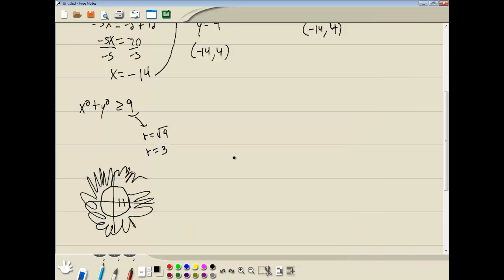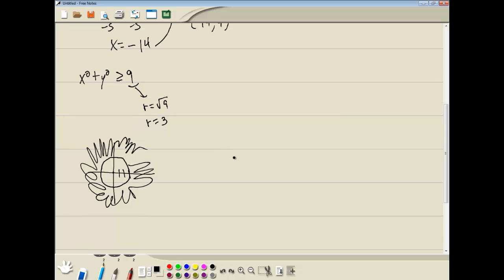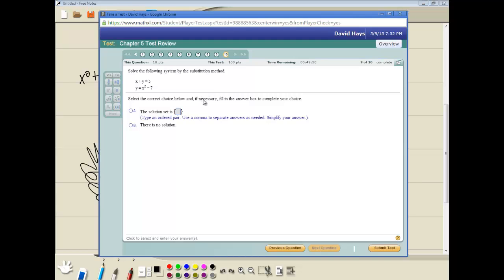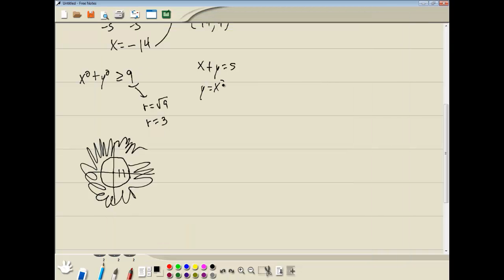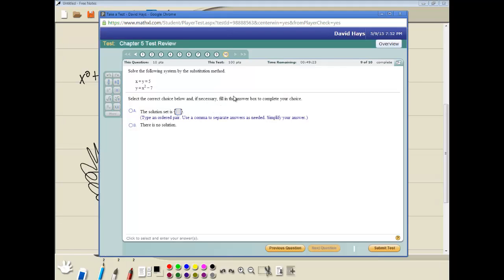And it says solve the system by the substitution method. So we got x plus y is equal to 5. And we got y is equal to x squared minus 7. Now you can't do this with the REF, and the reason why is because not everything's the first power. We got squared in there. The only time you can use REF is when you're solving a system of equations where everything's the first power. So this one you have to use either the addition method or the substitution method. And they're telling us to use the substitution method.